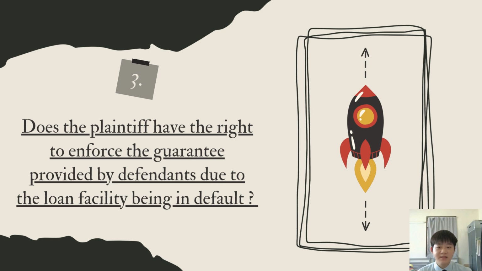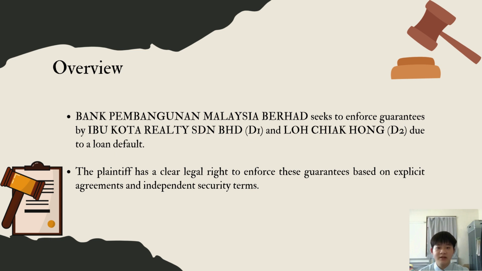So now I will present the third question, which is, does the plaintiff have the right to enforce the guarantee provided by the defendants due to the loan facility being in default? The overview of this question is that Bank Pembangunan Malaysia Berhad seeks to enforce the guarantee by Ibu Kota Realty Sendirian Berhad, which is D1, and Lo Chia Hong as D2, due to a loan default. The plaintiff has a clear legal right to enforce this guarantee based on explicit agreements and independent security terms.